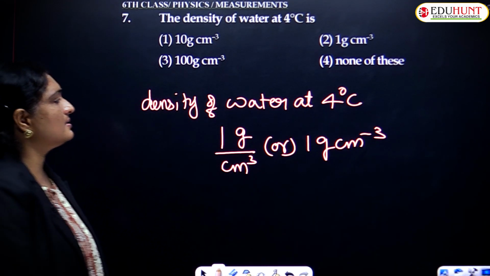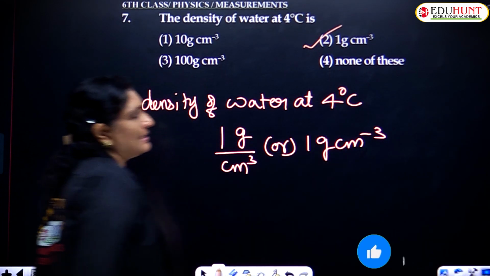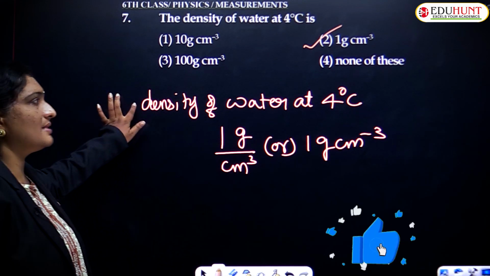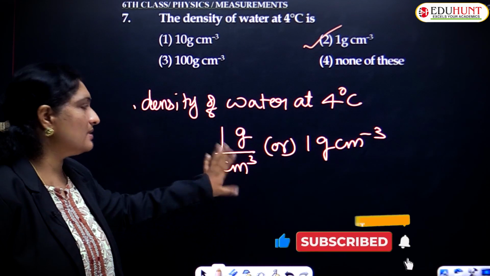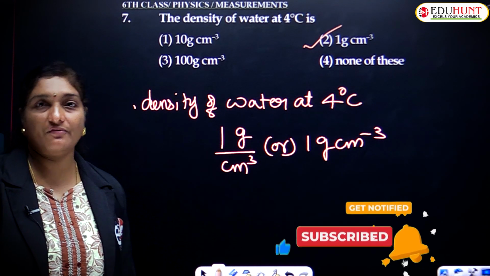So where is the correct answer? Here. 1 gram per centimeter cube. Children, you need to remember this. The density of water at 4 degrees Celsius always remains at value 1 gram per centimeter cube. It is a fixed value. Okay.